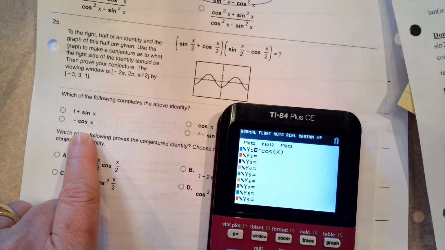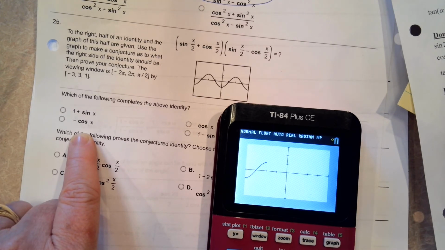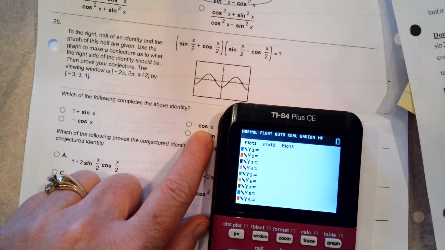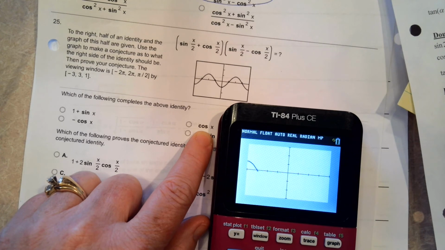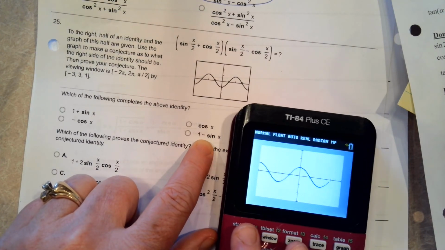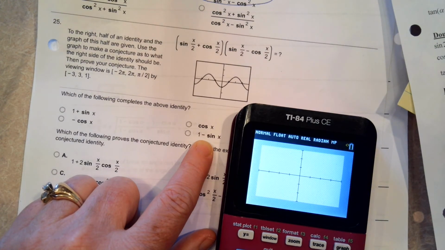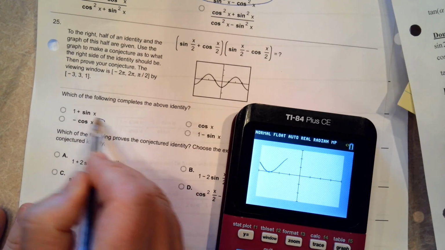Okay, let me graph this one. Okay, that's looking pretty good. I'm going to think it's this one, but I'm going to go ahead and test the others. Y equals cosine x. No, not that one. And y equals 1 minus sine x. No, so I know it's this one.